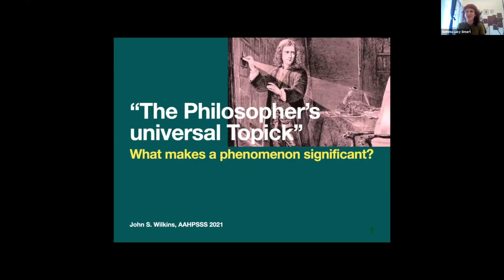Well, thanks to everyone who asked questions, and thanks again to Vincent. That was excellent. And now we can move across to John Wilkins, who is a philosopher of biology. He completed his PhD at the University of Melbourne, but now floats between universities teaching, and is very famous for his work on species, at least in my field. And today he has been speaking on the philosopher's universal topic, what makes a phenomenon significant? Tongue twister. Thank you very much.